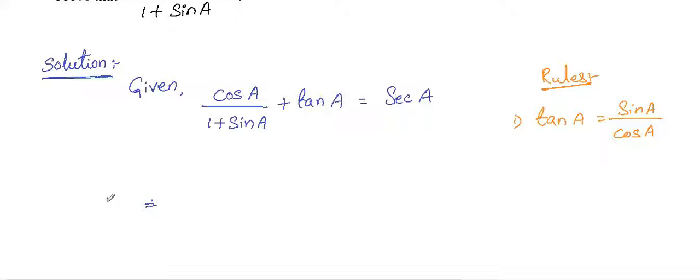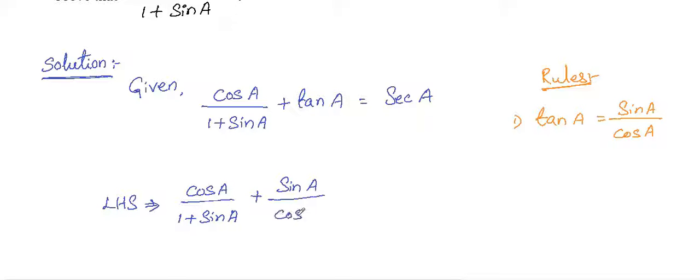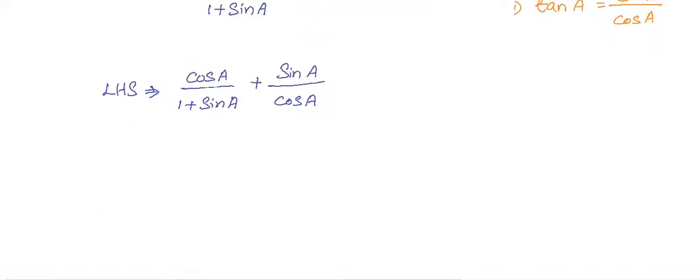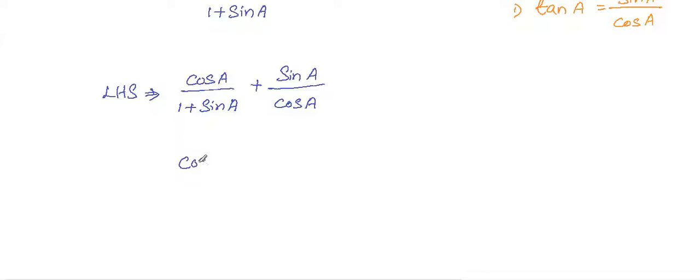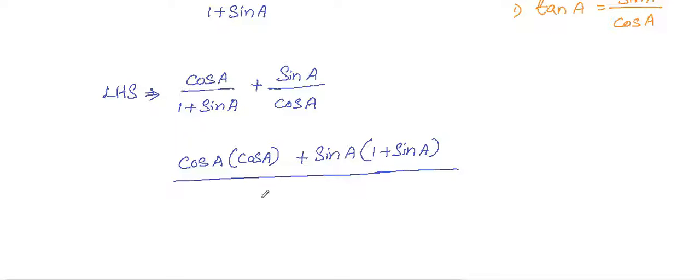So if you substitute tan A as sin A by cos A, let's take LHS first. So LHS is cos A divided by 1 plus sin A, and tan A can be written as sin A divided by cos A. So now take LCD and simplify this. So we'll get cos A into cos A plus sin A into 1 plus sin A, whole divided by 1 plus sin A into cos A.